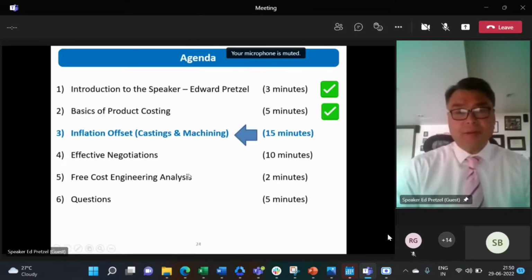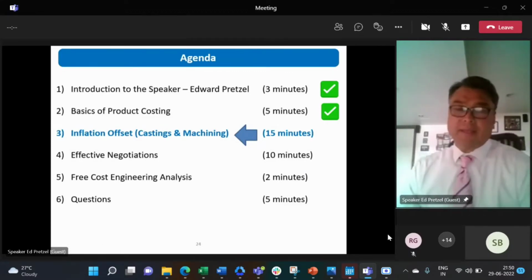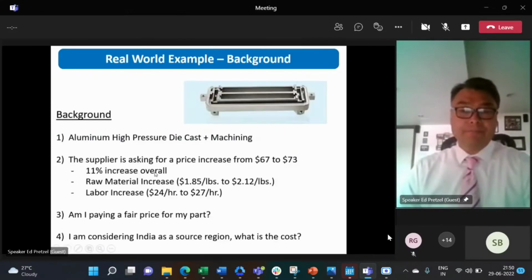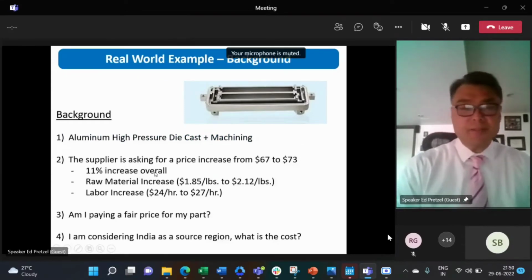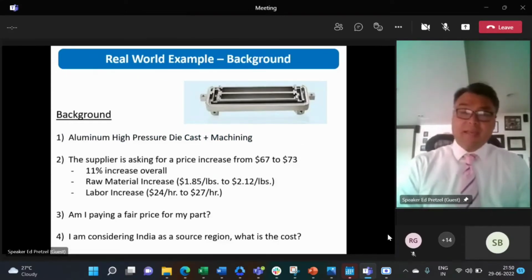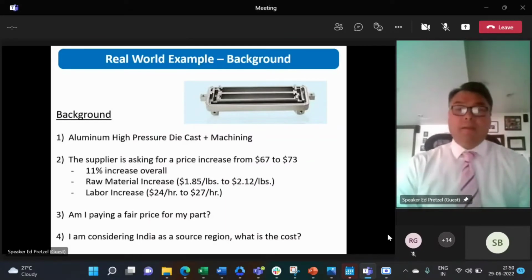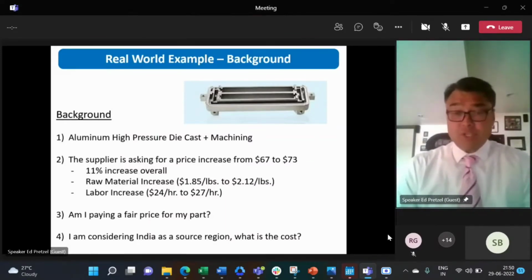Okay, let's go through an actual example. We're going to look at a casting and machining. So the background on this is it's an aluminum high pressure die cast part, plus machining. So the supplier is asking for a price increase from $67 today to $73. That's an 11% overall increase.